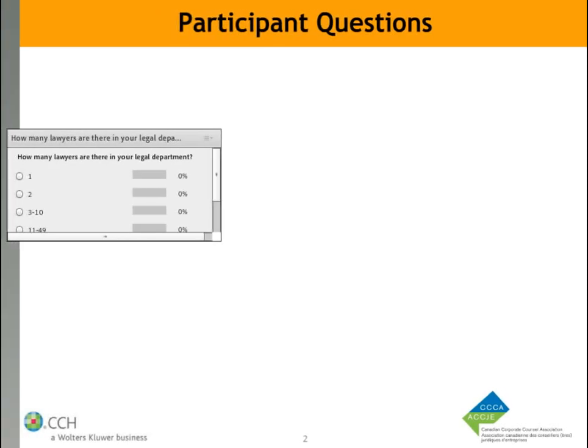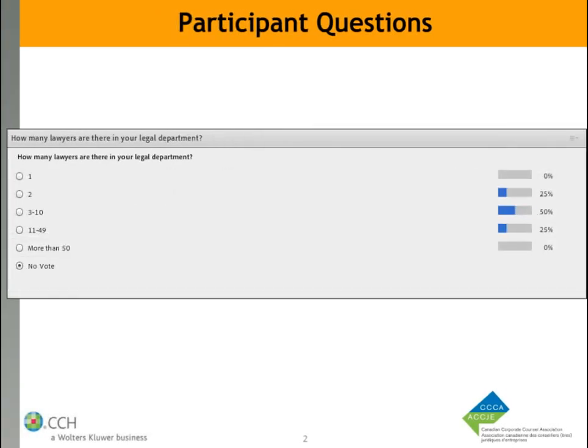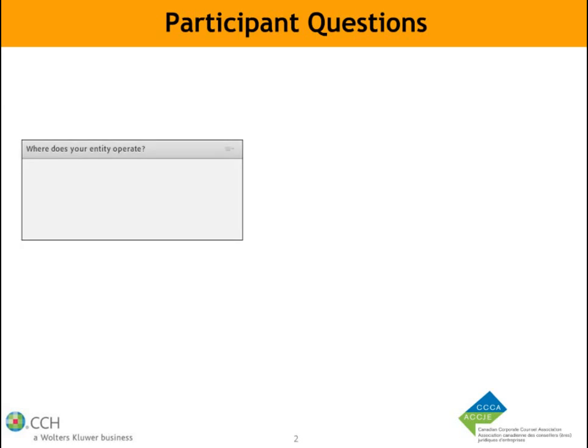Participant question number 2. How many lawyers are there in your legal department? Okay, interesting. So it looks as though the majority, it's pretty close, 3 to 10 and a close second of 11 to 49, with about a quarter of the people in one or two lawyer offices. Okay, great. Thank you. And moving to question number 3.